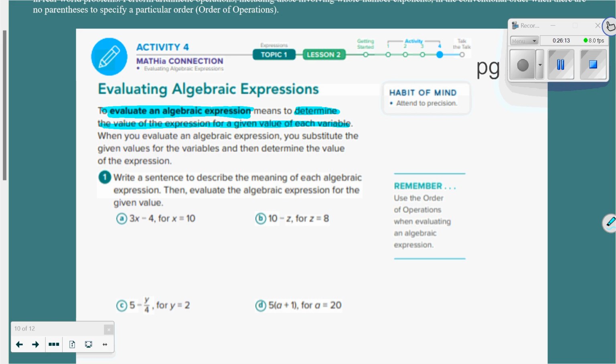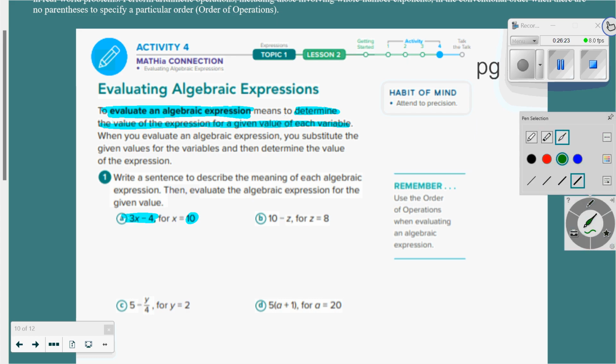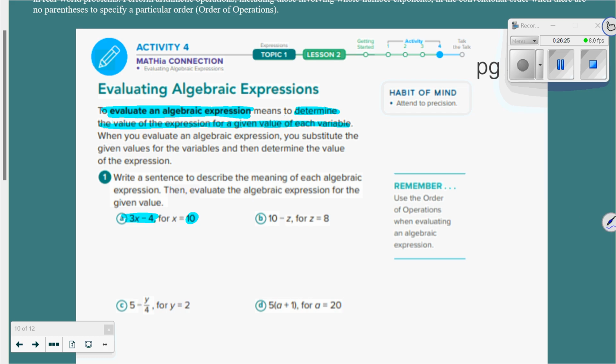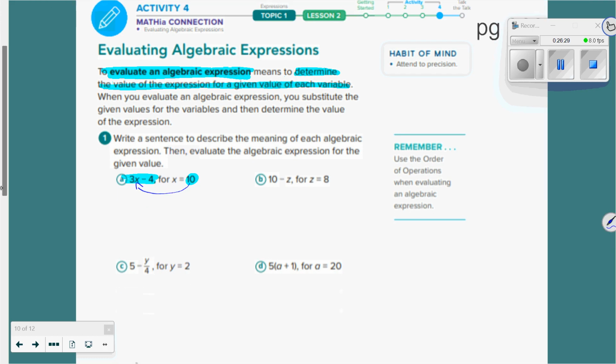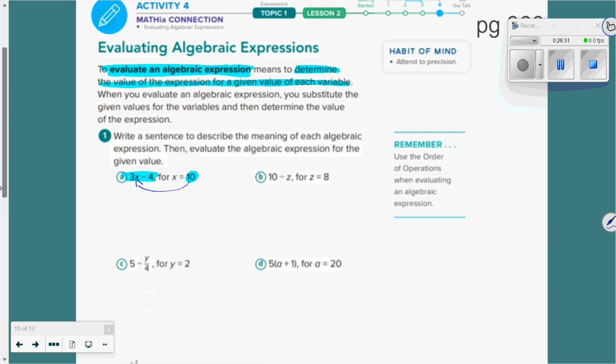So what we're doing on this, for example, they've given me this expression, 3x minus 4, and then they told me what x equals. Here's the key. Once they've told me what my variable equals, now I can go right in and I can just substitute that variable in to the expression itself. So now instead of x, I'm going to rewrite this as 3 times 10 minus 4. I'm not going to change any of the operations. All I'm doing is changing the number for that variable.